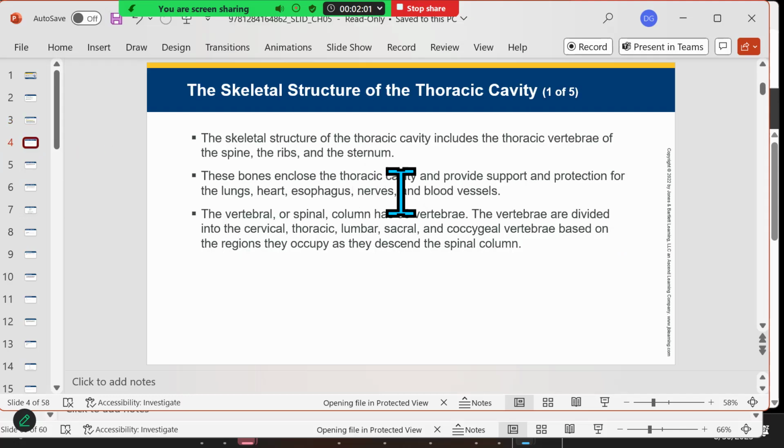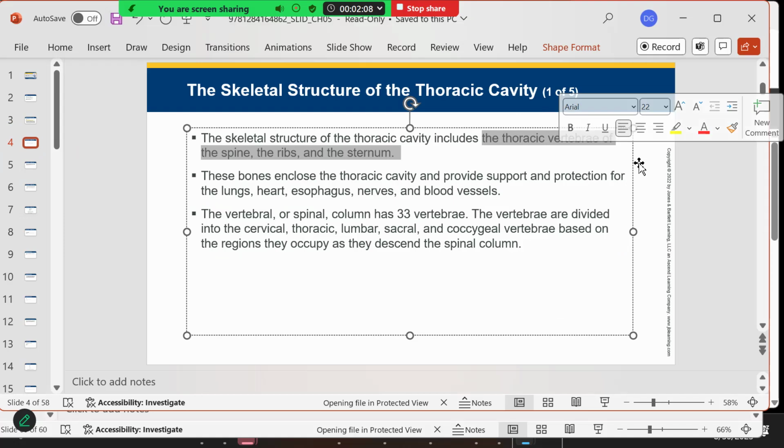Skeletal structure, thoracic cavity: thoracic vertebrae, spine, ribs, and sternum are pretty much the main components of that. They enclose the thoracic cavity and they protect the lungs, heart, esophagus, nerves, blood vessels, all very important.